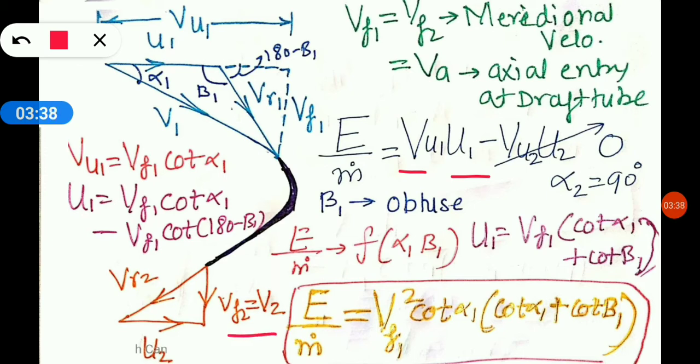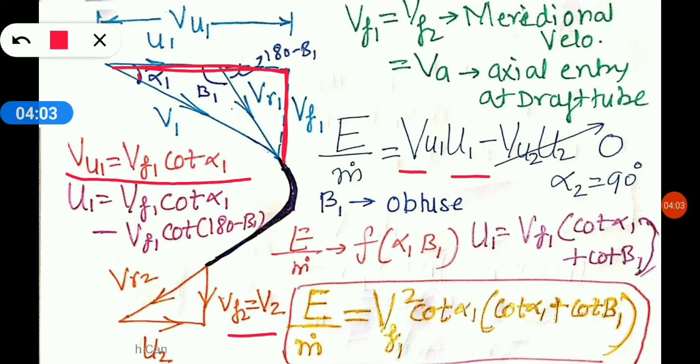Fine, so that is what we'll be doing, so let us see here, just see here, Vu1 is equal to Vf1 cot alpha 1. This is the angle, so this is Vu1 and this is Vf1. So this will be Vu1 upon, that is the base upon perpendicular equal to cot alpha 1. So Vu1 will be equal to Vf1 cot alpha 1.